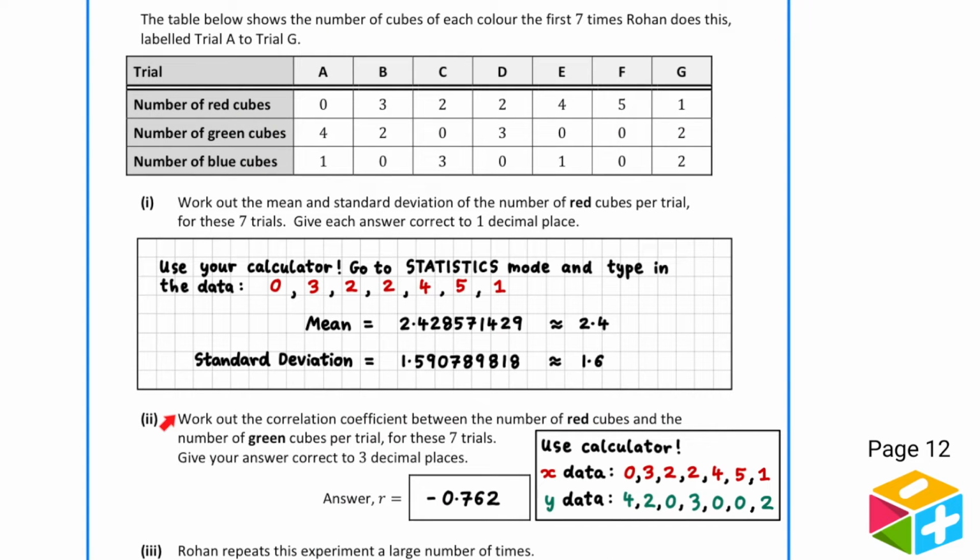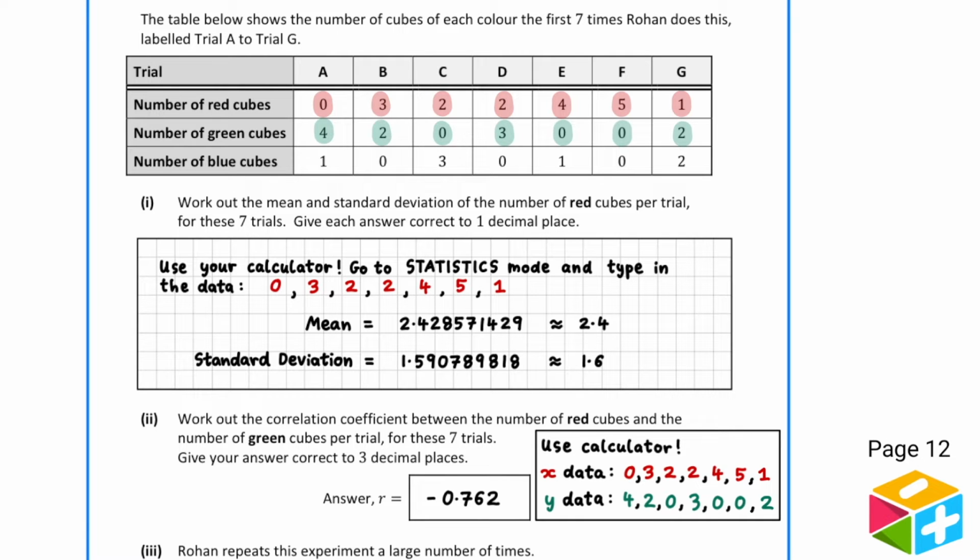In part 2, we must work out the correlation coefficient between the number of red cubes and the number of green cubes. Again, this will boil down to calculator work. This time, there'll be 2 lists of data we'll need to input. For the x data, we should put in the values for the number of red cubes: 0, 3, 2, 2, 4, 5, 1. For the y data, we should input the values for the number of green cubes: 4, 2, 0, 3, 0, 0, 2.